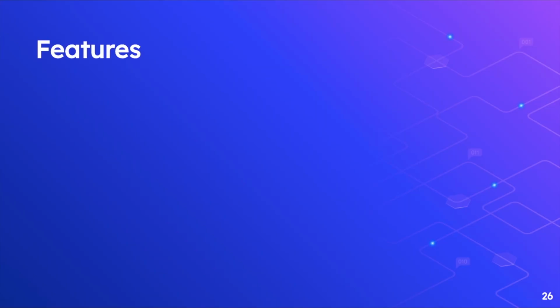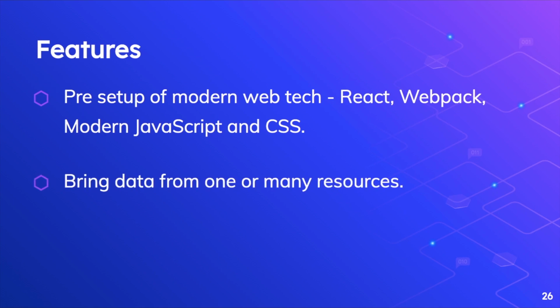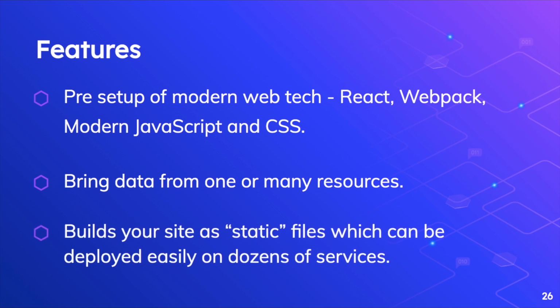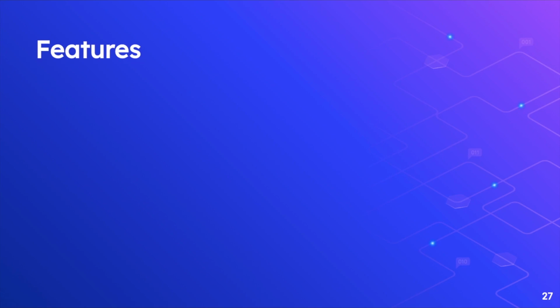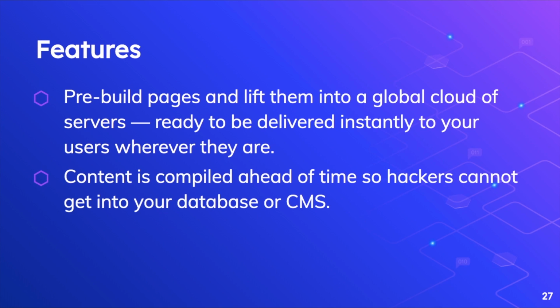Now some of the features of Gatsby. One is that it's a pre-setup of modern web technology like React, Webpack, etc. In fact, this is a feature of most frameworks, because if you're just writing React yourself, you'll have to set up Webpack, Babel, etc. It gives you modern JavaScript and CSS already set up. It brings data from one or many resources. It builds your site as static files which can be deployed to dozens of services. We've already discussed this.